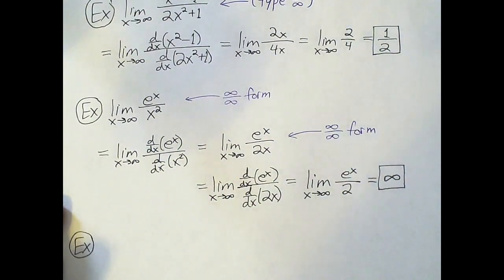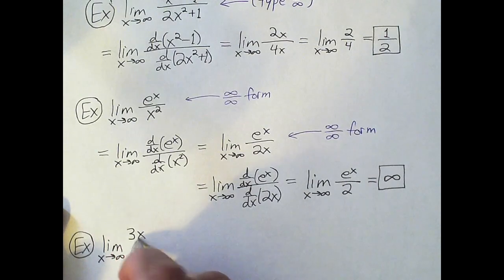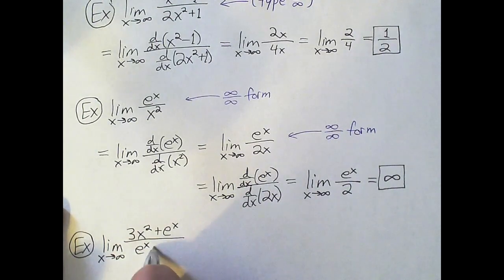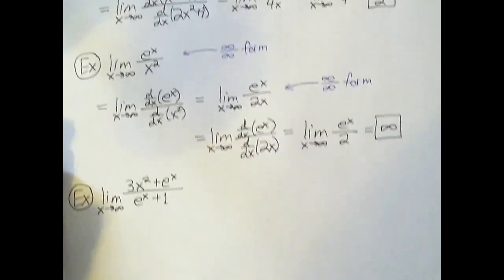All right, let me give you one to try. I want you to try this. The limit as x goes to infinity of 3x squared plus e to the x, over e to the x plus 1. So pause the video and give that a shot.